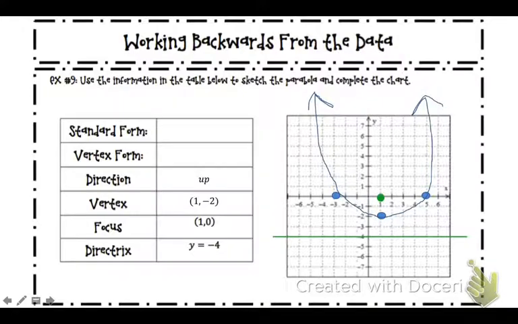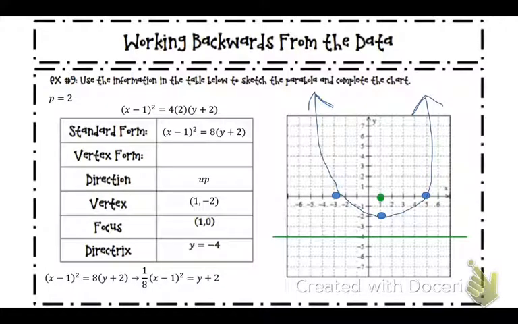And there's that parabola. So standard form of this, p equals 2, because that's the distance from the vertex to the focus. So that's going to be x minus 1 squared equals 4 times 2 times y plus 2, which is x minus 1 squared equals 8 times y plus 2. And the vertex form of that, we're just going to solve it for y. So divide by 8, and you get 1/8 times x minus 1 squared equals y plus 2. So you get y equals 1/8 times x minus 1 squared minus 2. Okay?